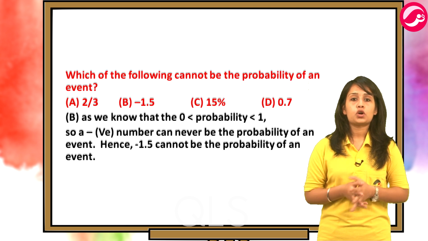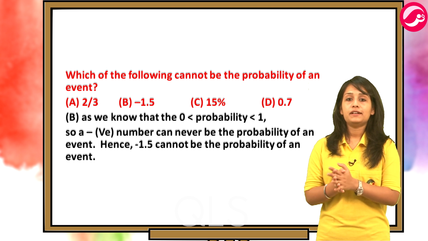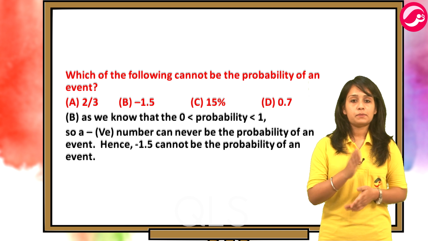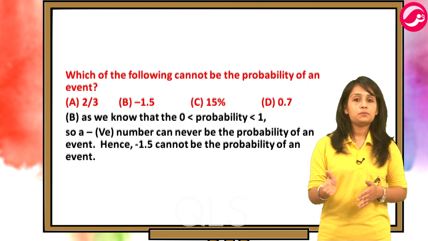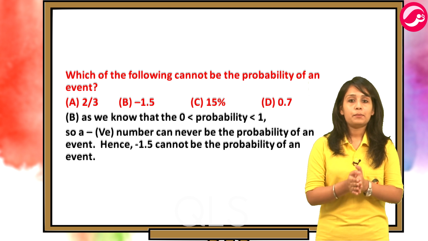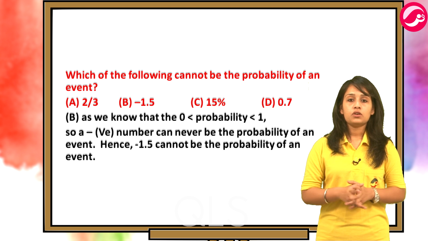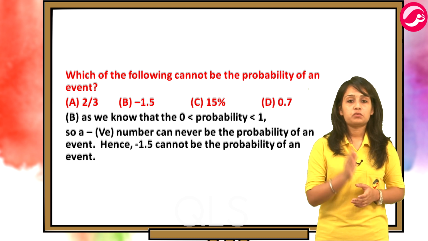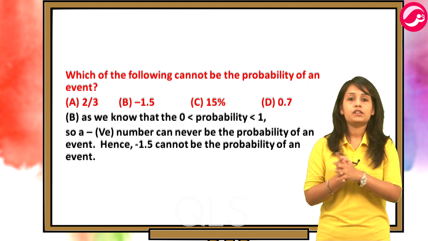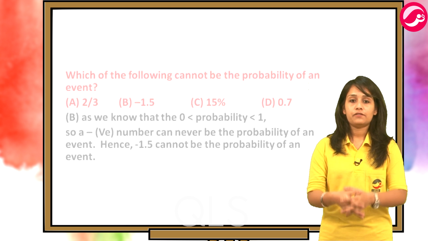Now I am giving you 4 options. You have to tell which of the following cannot be the probability of an event. So the options are 2 by 3, minus 1.5, 15% and 0.7. So as we know that the probability is always greater than or equal to 0 and less than or equal to 1. So minus 1.5 जो है वो कभी probability नहीं हो सकती. A negative number can never be the probability of an event. Hence, minus 1.5 cannot be the probability of an event.